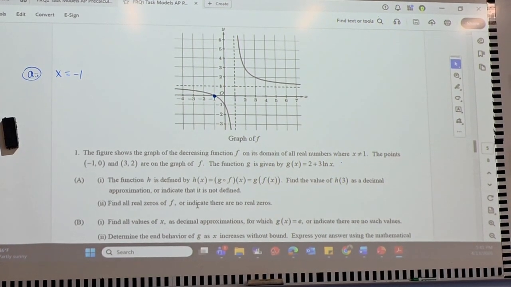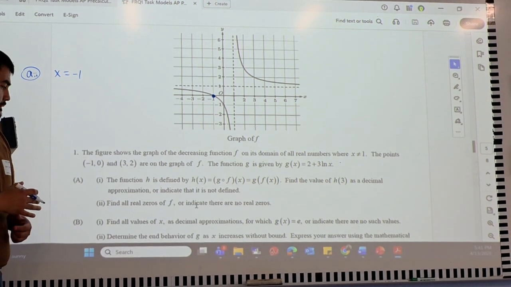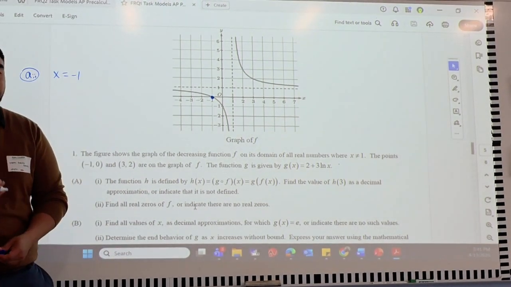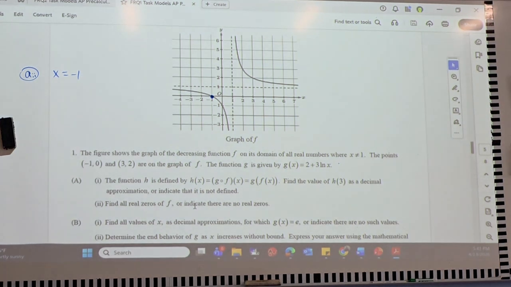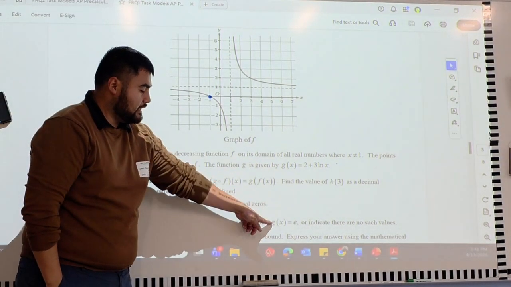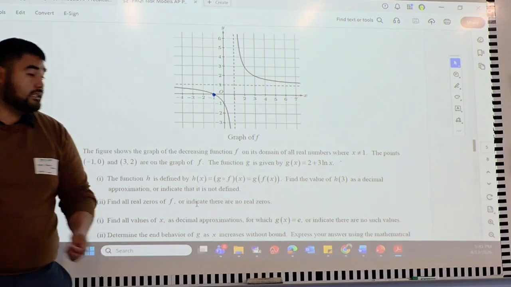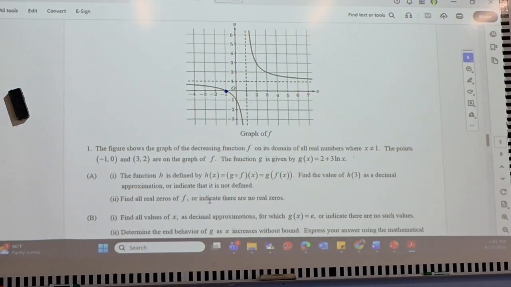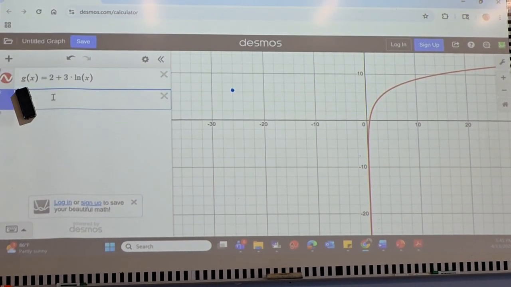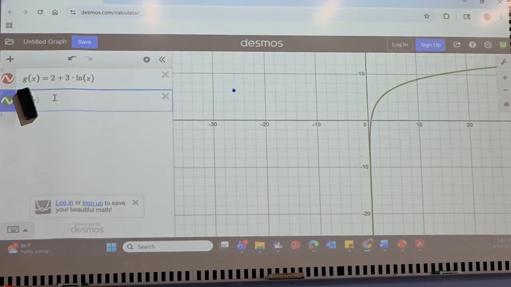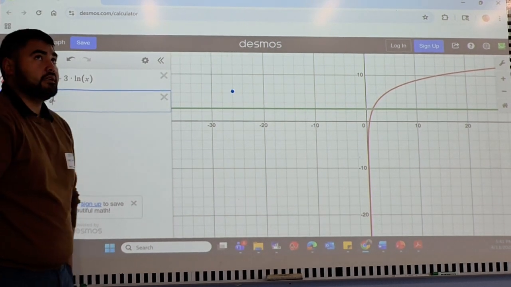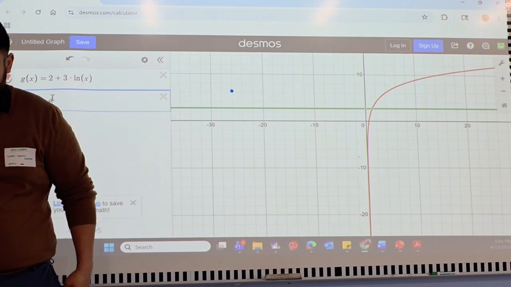So now, for part B, find all the values of x as decimal approximations for which g of x equals e. E representing Euler's. So if I go back to decimals, because for decimals, we graphed g of x. And now it's asking us to graph g of x again, right? So we need to see where they intersect. So going back to decimals, I'm gonna create a new function. G of x equals e. And e is just basically a constant, right? A constant of 2.71, something like that.